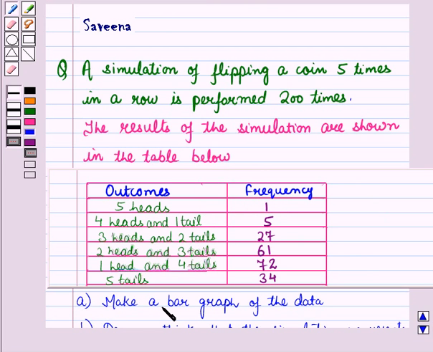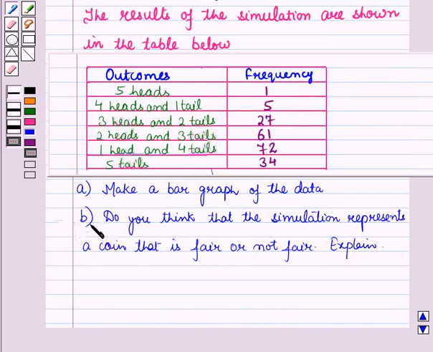Now, in part A, we have to make a bar graph of the data. And in part B, do you think that the simulation represents a coin that is fair or not fair? Explain. Now, let us start with the solution of the given question.